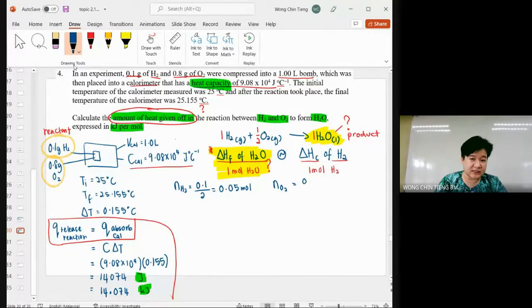Oxygen gas 0.8 divided by 16, 16, 32. 1/4. 0.025 mole. Correct? Okay. So far so good? Boleh? Alright.